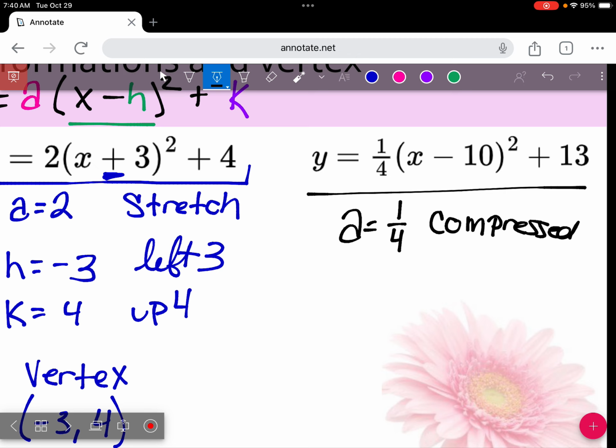Not necessarily, because I could have an A value of 2.5. That's still bigger than 1, so it'd still be a stretch, even though it's a decimal. But if it's between 0 and 1, that will be compressed every single time. Isn't 2.5 just 1/4 and decimal 1? 0.25 is 1/4. 2.5 would be 2.5. So anything above 1 is a stretch. Anything below 1 is a compress. Negative makes it reflect. That's only looking at positive values.